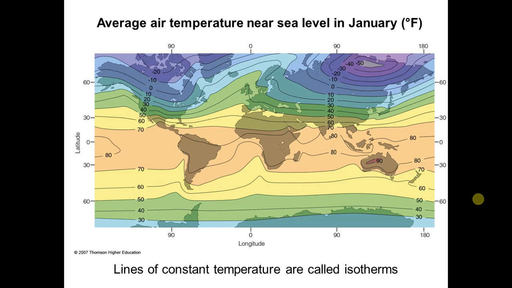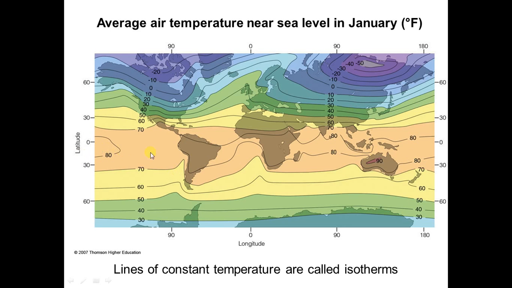That's a line of constant temperature. It means equal therm, basically equal temperature. And the colors, the shading, correspond to the isotherm values. So, if I asked you, where do you find the highest average air temperatures near sea level in January, what would you say? Well, see these 80 degree Fahrenheit isotherms?